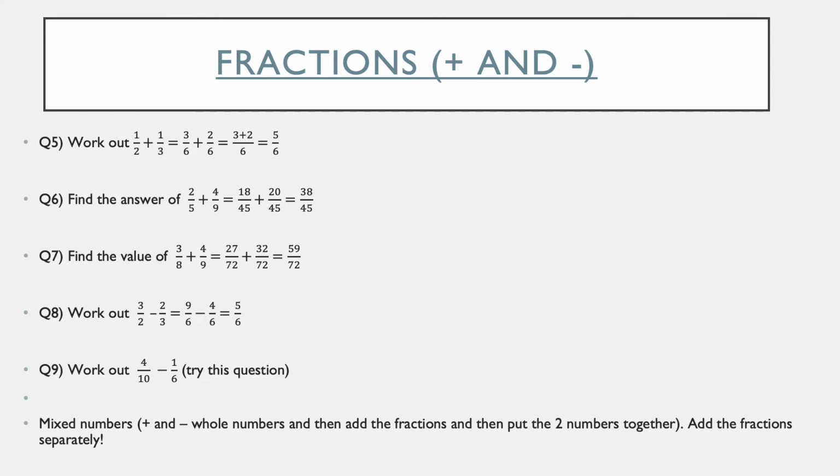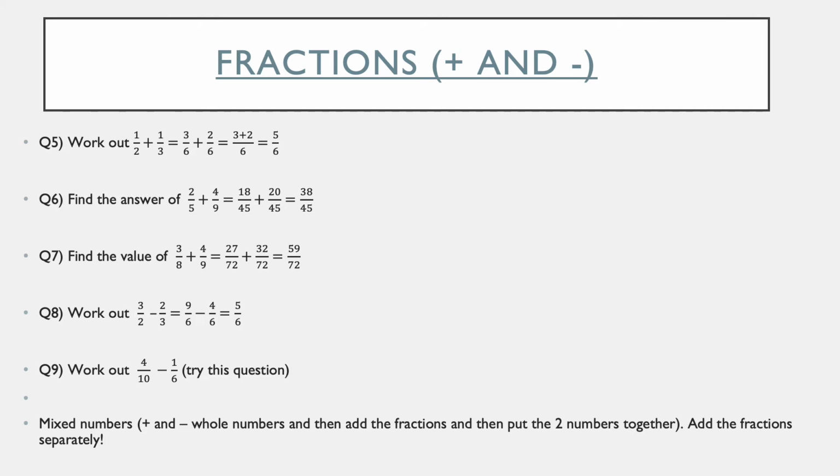Right, guys. Question number 7. Find the value of 3/8 plus 4/9. Again, finding the lowest common multiple, it is 72. I think 72. There isn't a lower one actually, I was just double checking. So again, 8 times 9 is 72. So 9 times 3 is 27, which is there. 8 times 4 is 32. 27 plus 32 is 59.